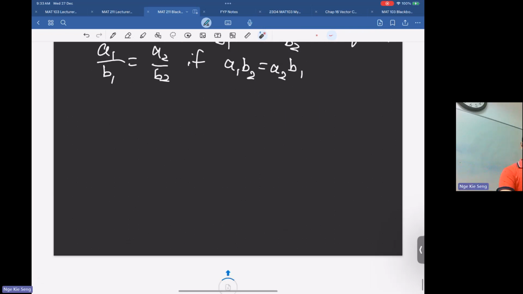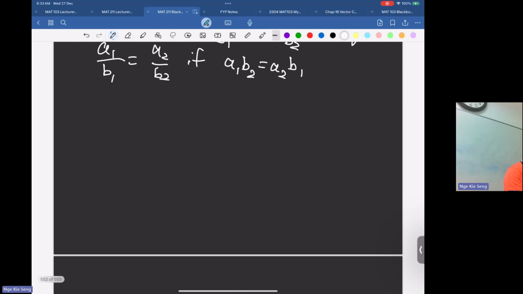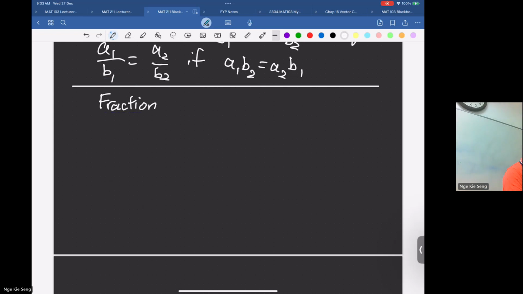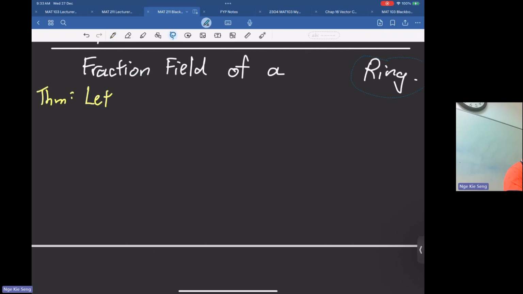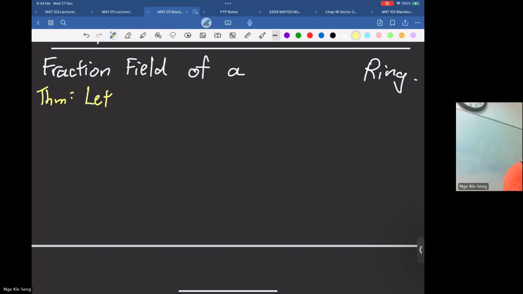So now we're going to define the fraction field of a ring. The rings we only work with are integral domains. We don't want to divide by zero, we want to avoid that. So we only work with integral domain rings.